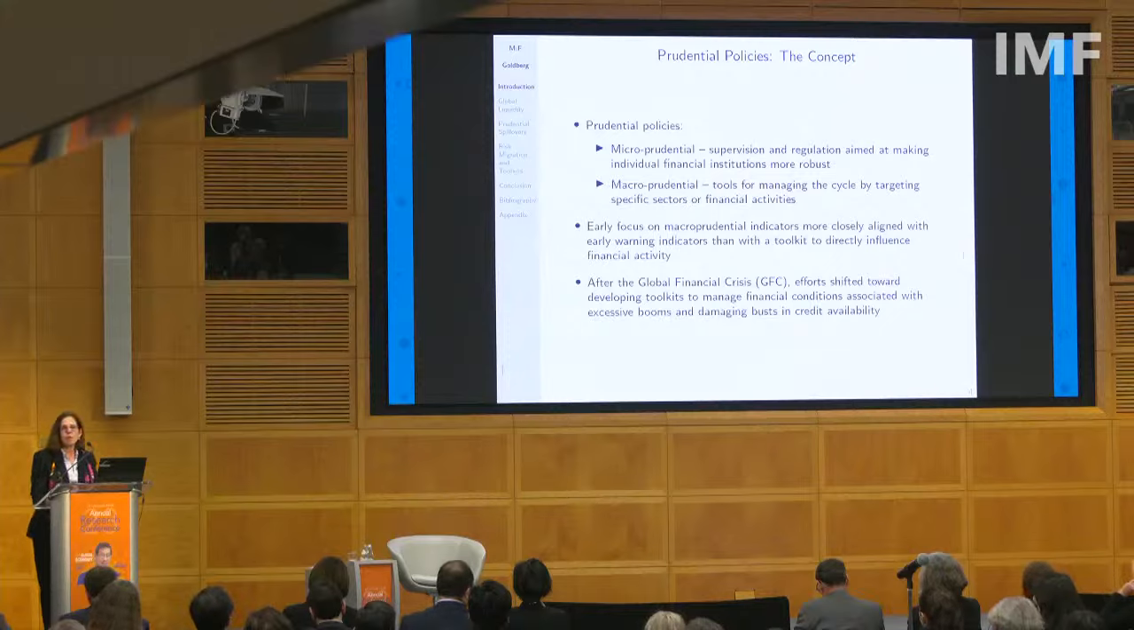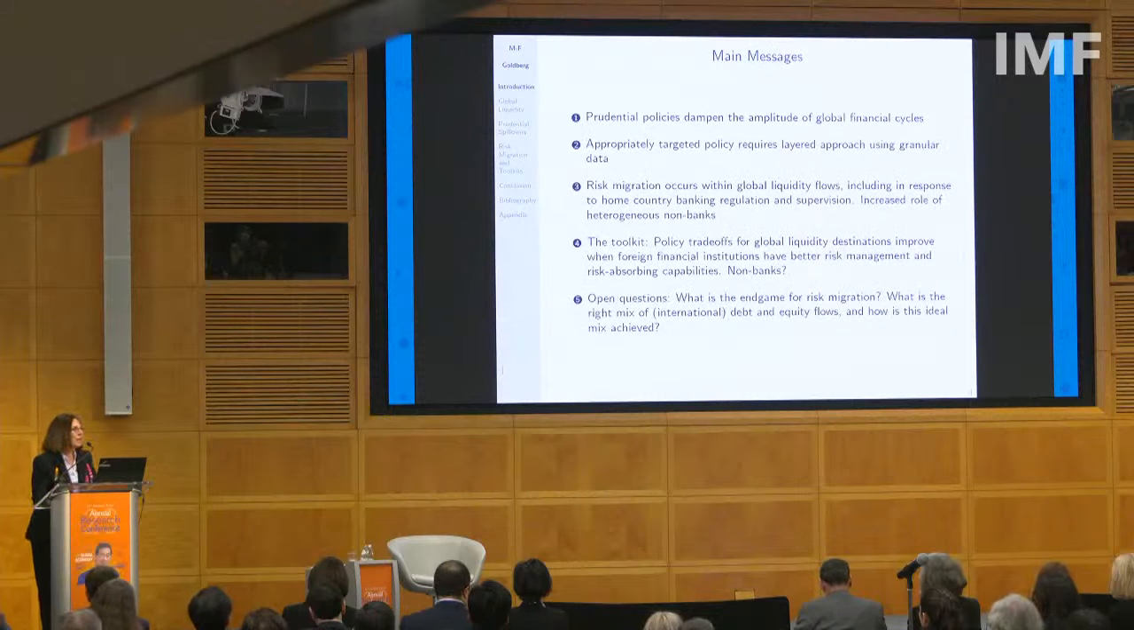In the aftermath of the global financial crisis, efforts shifted towards developing toolkits to manage financial conditions associated with excessive booms and avoid damaging busts in credit availability. So macroprudential policies, as well as capital flow management tools, have now received more attention. So in my lecture today, I would like you to come away with a few main points that are relevant for both policy and for research.